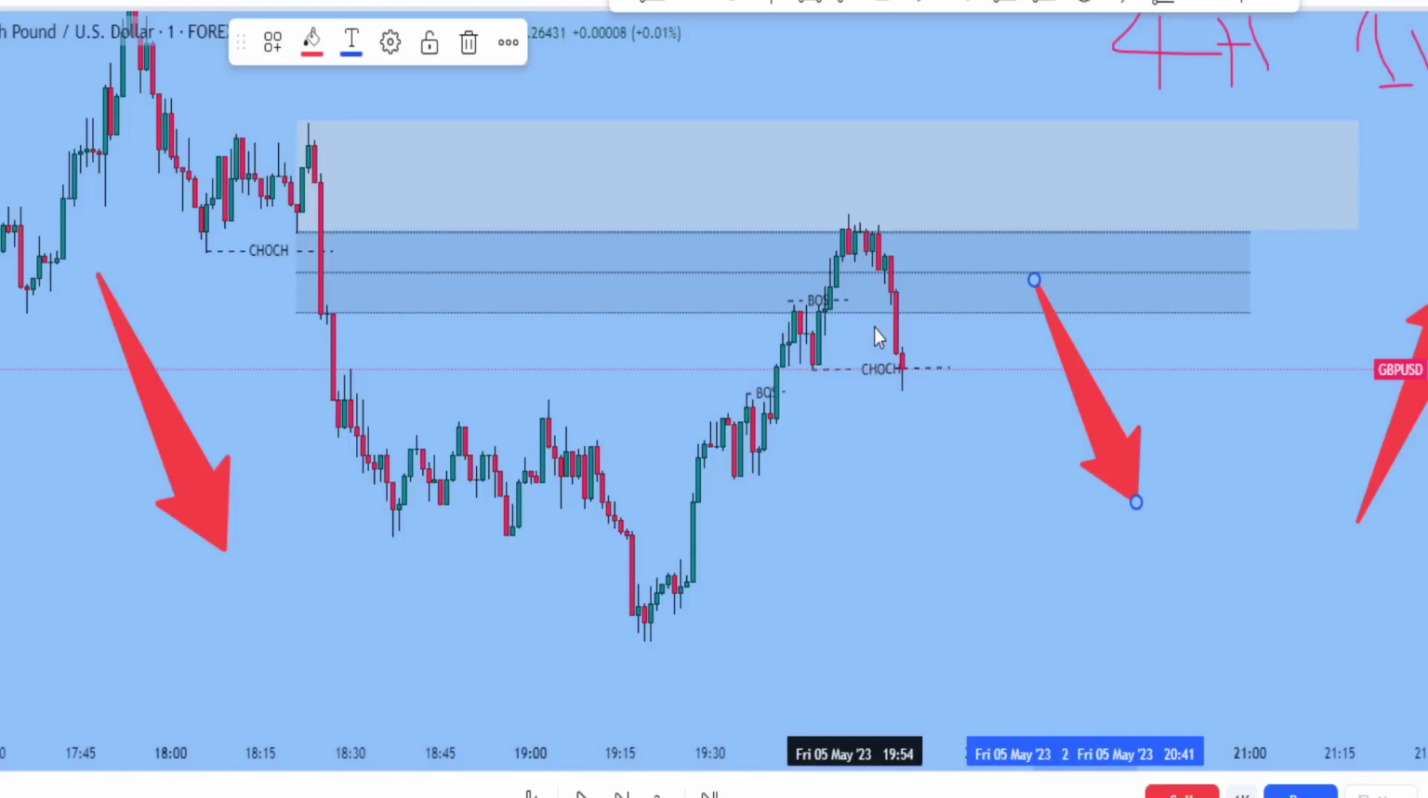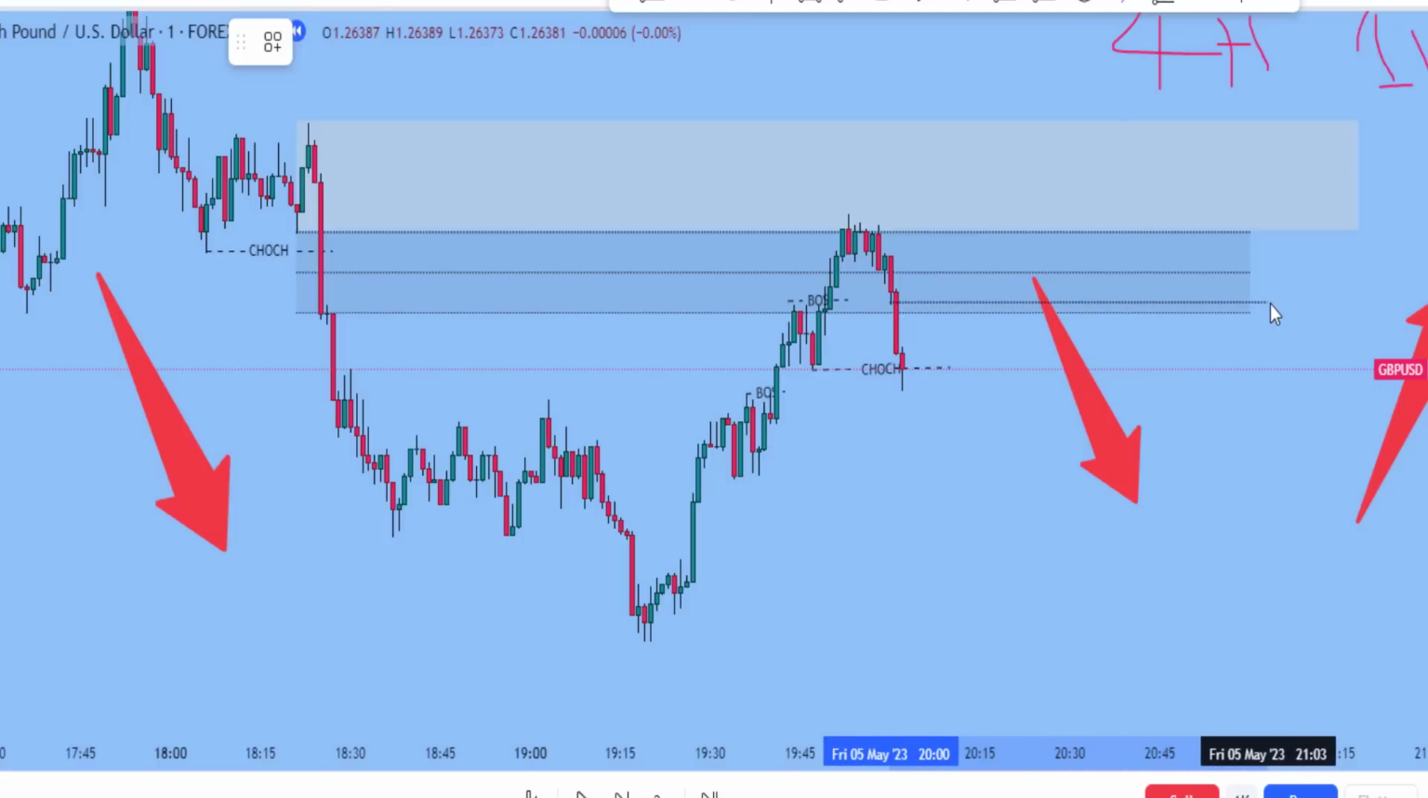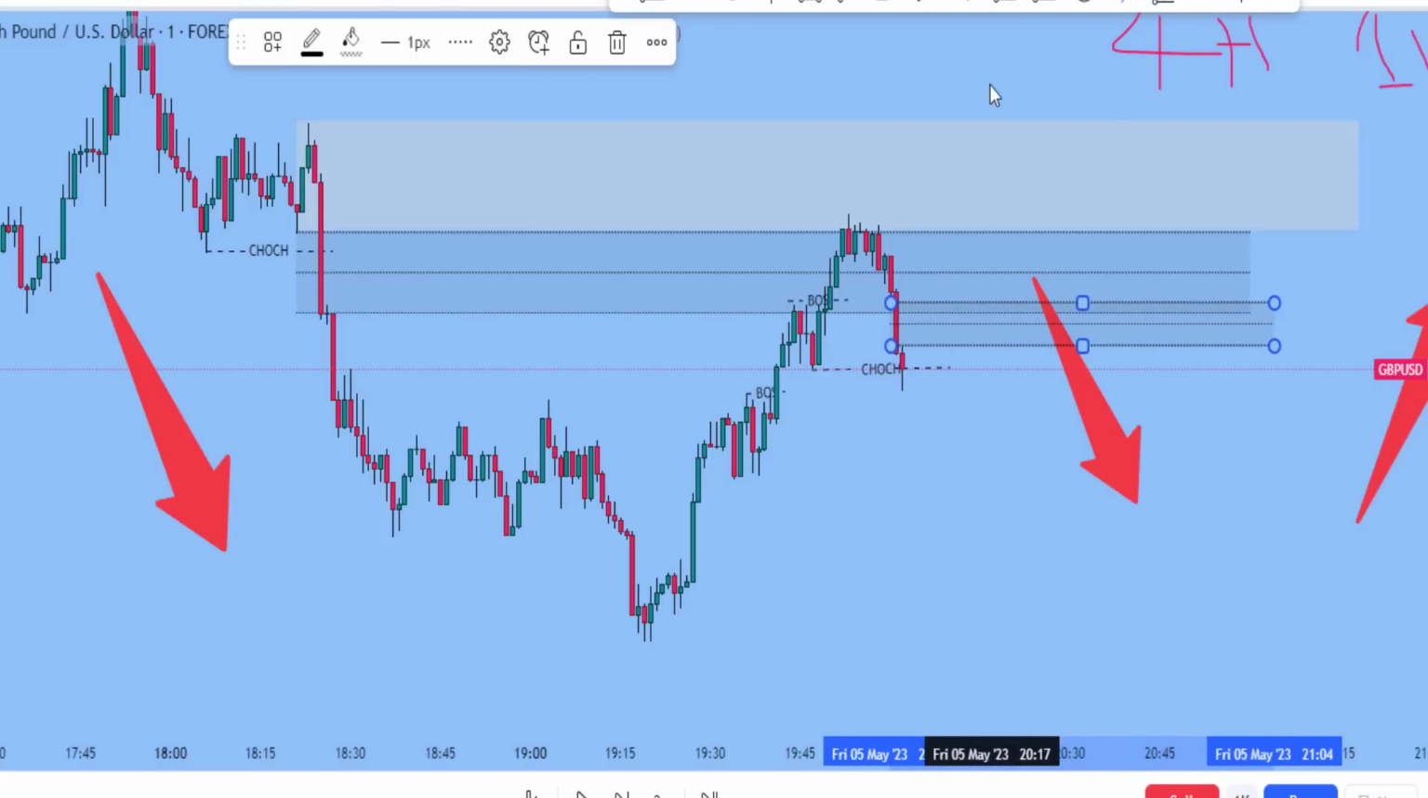So I don't just enter blindly. I wait for price to give me this confirmation. So where do I enter my trade? Any fair value gap at all. Look for any fair value gap. I just give you the secret. Any fair value gap, you could see the most nearest. So I want to enter from this fair value gap.